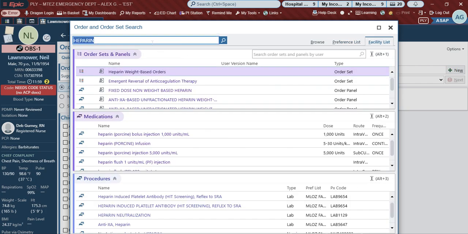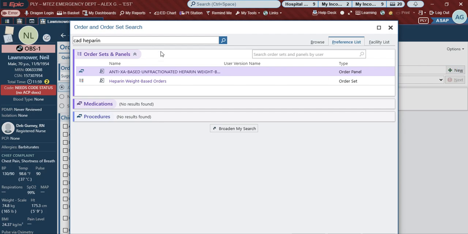And then there's two forms of the heparin drip. There's one for coronary artery disease: STEMI and NSTEMI, unstable angina, and AFib. Whereas the other heparin dose is primarily used for clots.